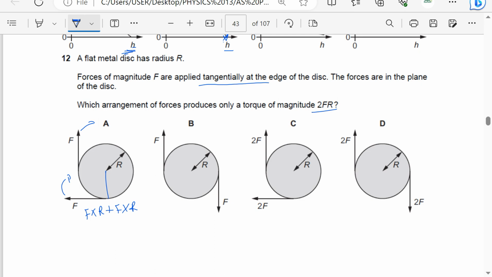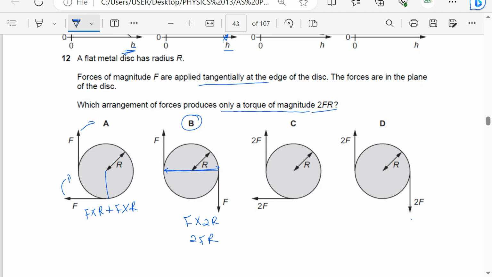So this is twice Fr, which is clockwise, and B, this is going to be the product of one of the forces times the perpendicular distance, which is 2r, that gives us 2Fr. And C, this one automatically will give us more than 2Fr. Now we have to choose between these two. The forces are in the plane of the disk. Which arrangement of forces produces only a torque of magnitude 2Fr? So the answer is going to be B, because these two forces constitute a couple.